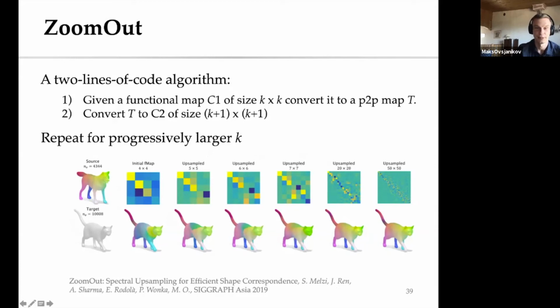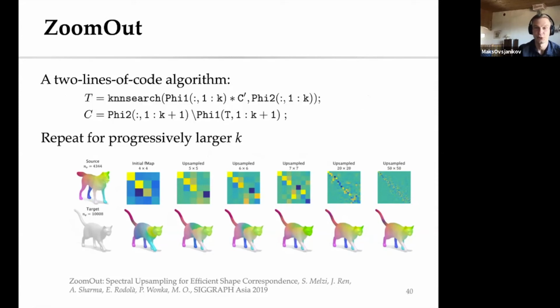And so this is, for example, in MATLAB, literally two lines of code that you can just put into your program, and this is the entire map refinement method. And so we call it zoom out.